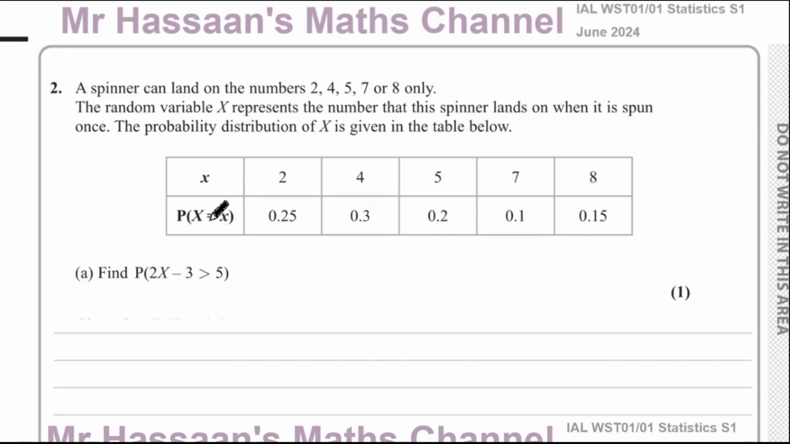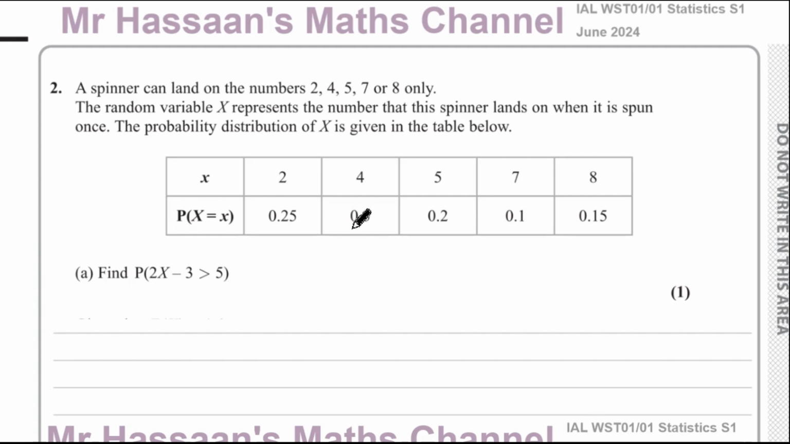Now, we have here the probability of each of these outcomes. And we can see that the probabilities are not the same. So it's not a uniform distribution here. That means this is a biased spinner. It's more likely to land on some numbers than on others.